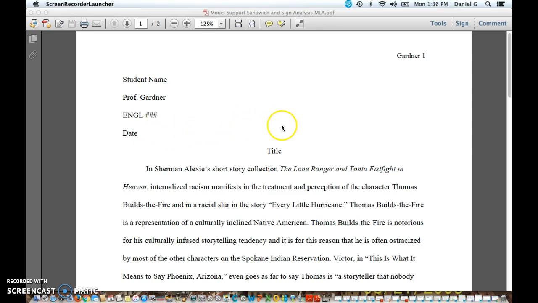There's also a running header. There should be the student's last name, not the instructor's last name, followed by the page number, and that goes to the top right. And the title. There is no title here, but one should be included. And treat the title as a preview of what you are writing about.